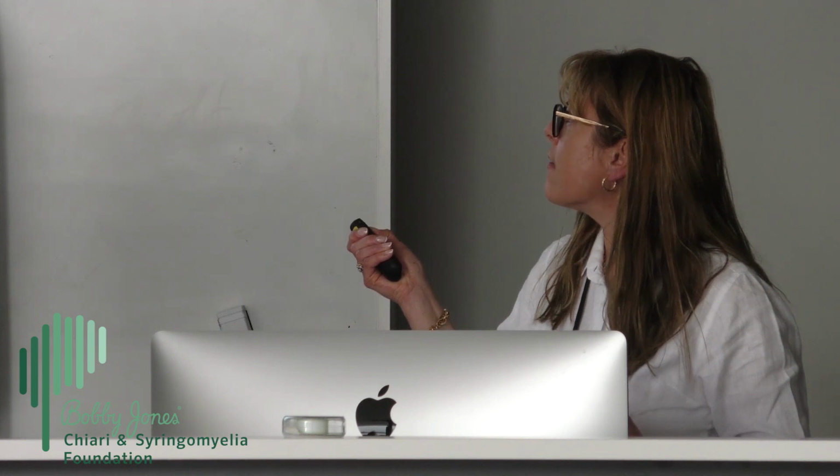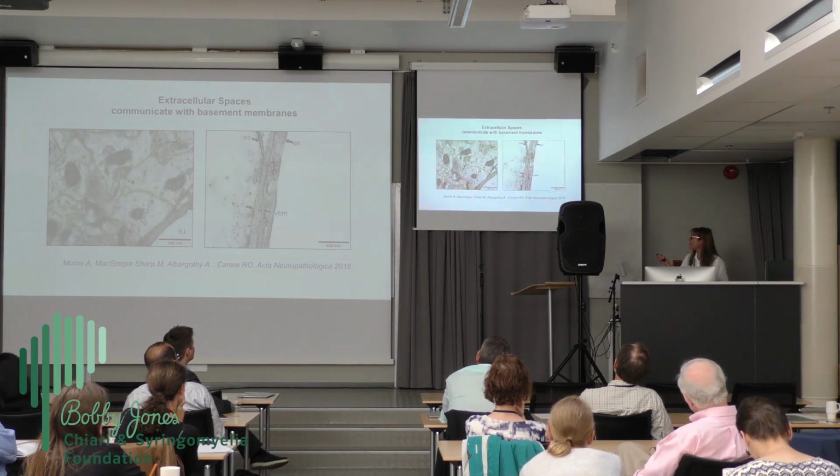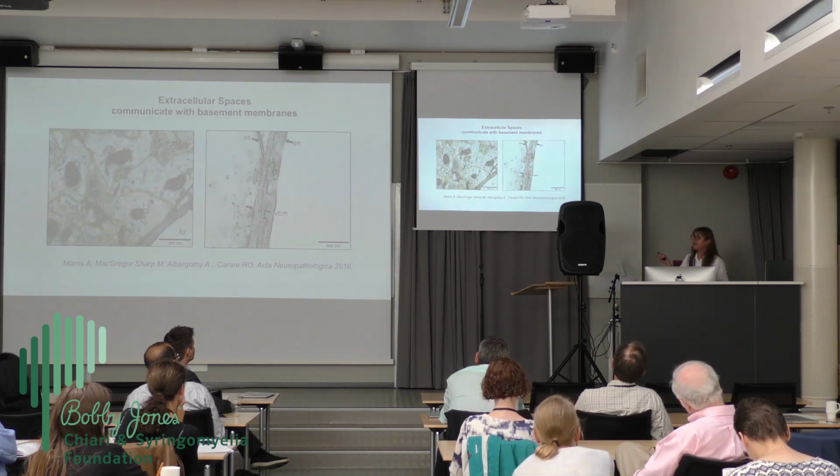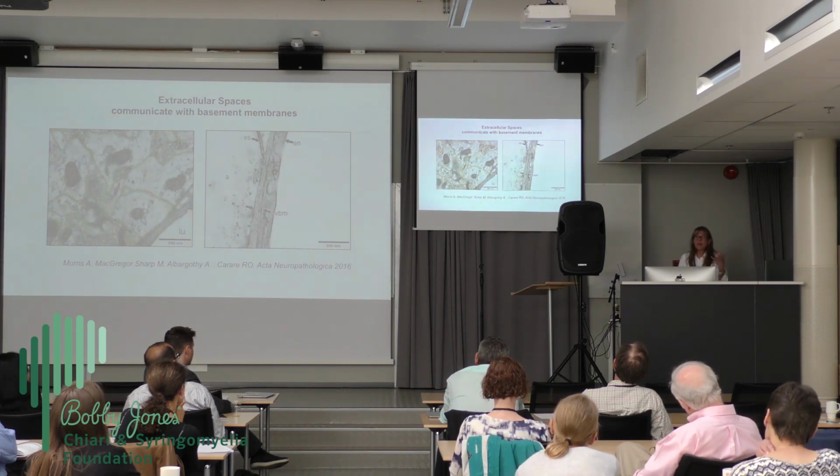You can see that this extracellular space between the two astrocyte end feet communicates directly with the basement membrane of a capillary. So there's the cerebrovascular basement membrane, there's the endothelium, and that's the lumen of a capillary. So there is a direct communication, but there's no space as such, because all of this is actually extracellular matrix. So collagens and laminins and proteoglycans and glycoproteins.